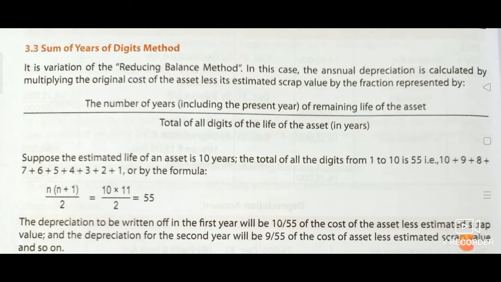So depreciation to be written off in the first year will be 10 upon 55 of cost of machinery minus scrap value, obviously. Second year, 9 upon 55 of cost less estimated scrap value. Third year, 8 upon 55. Fourth year, 7 upon 55. Next year, 6 upon 55. Then 5 upon 55, and in this way. Okay, the advantages of this method are the same as those of the reducing balance method. So let's now study the first problem of this method.